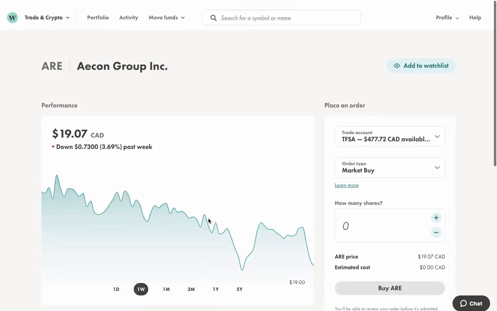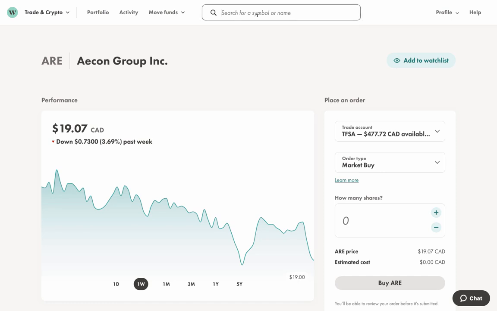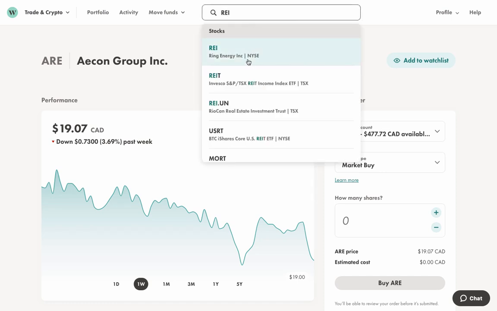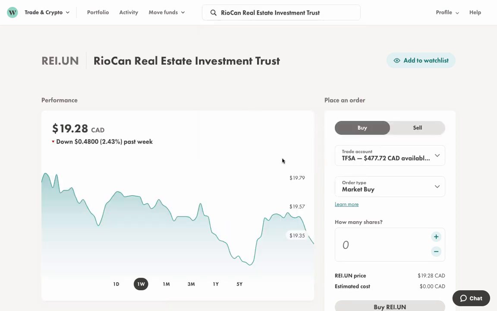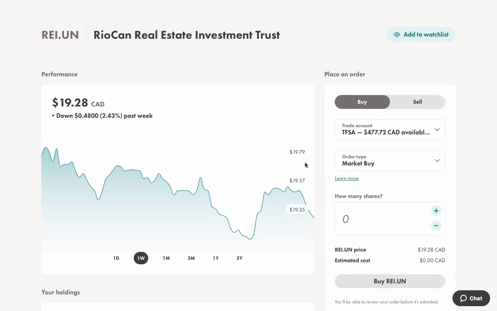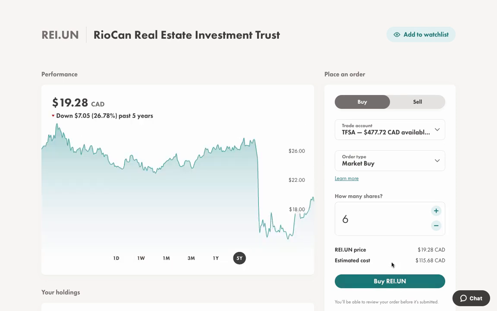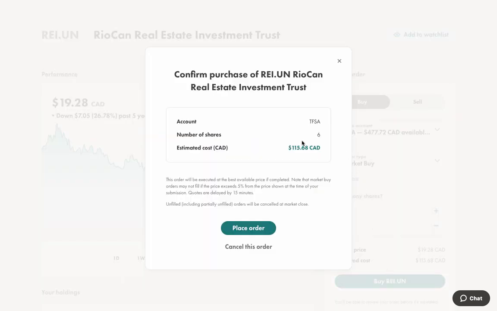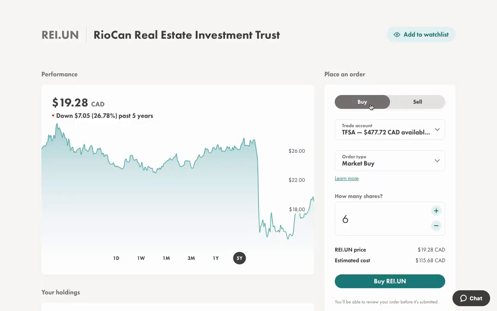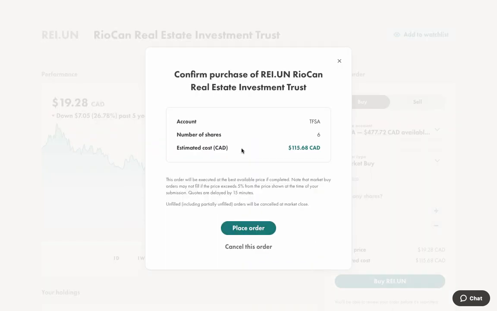Okay, so that's gone. Now, what I want to do is put in around 100 into each of the REITs. So for REI.UN, that means at 19.28, we're looking at about 6. Yeah, something like that, 115. I think that will be fine. We can see today what's going on. They've been dropping a little bit lately, but overall, again, we're getting that recovery. So we're going to take 6 of REI.UN. Let's just double check that was a market buy. Yep, so take 6 at a market buy.